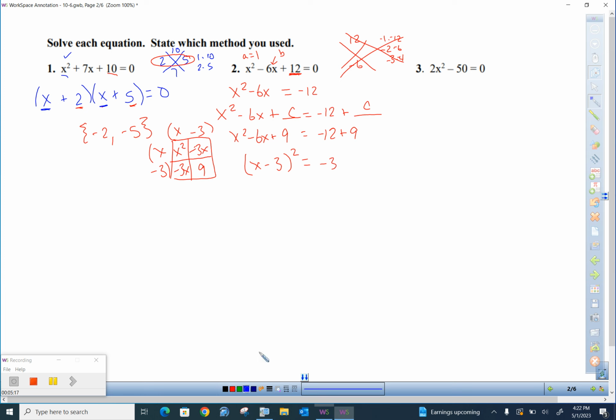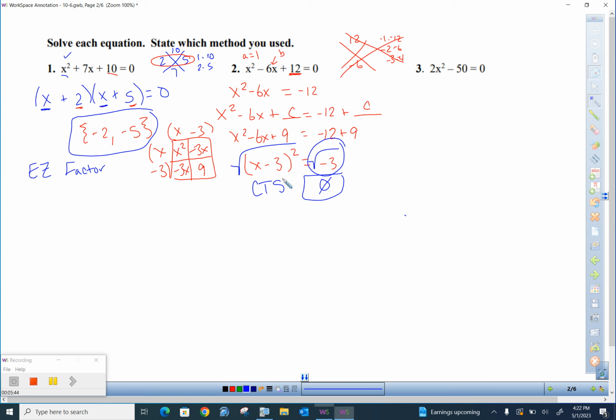Now, I want you to get to a point where you recognize it here, but you can also take one more step. When you take the square root of a negative number, you're not going to have any real solutions. So this one, no solution. Okay, so this one was factoring, specifically our easy factoring, when we just skip to x and x, and this one was complete the square.